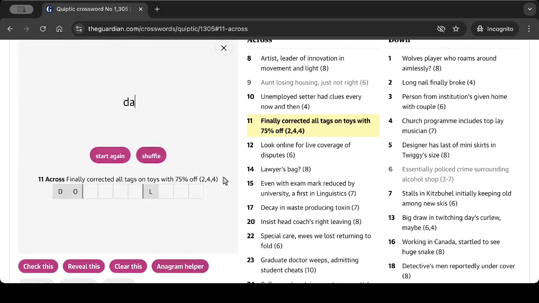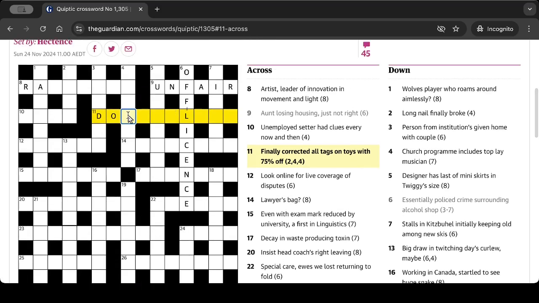So we've got D, all tags on. The last word could be last, potentially. But that would mean that we've got like lang or glan or something. I'm not too worried about this one for now. I think it will come, and I think we've got the mechanic, to be honest. So I'm just going to leave those letters in and come back to it.